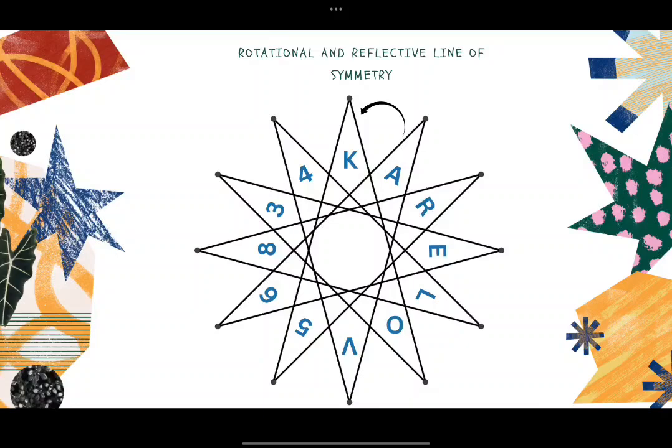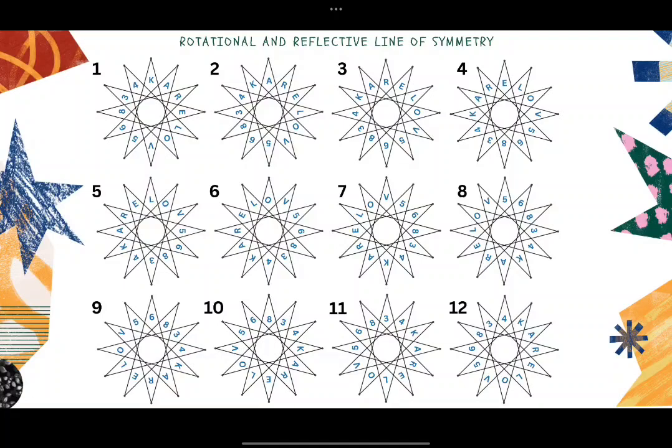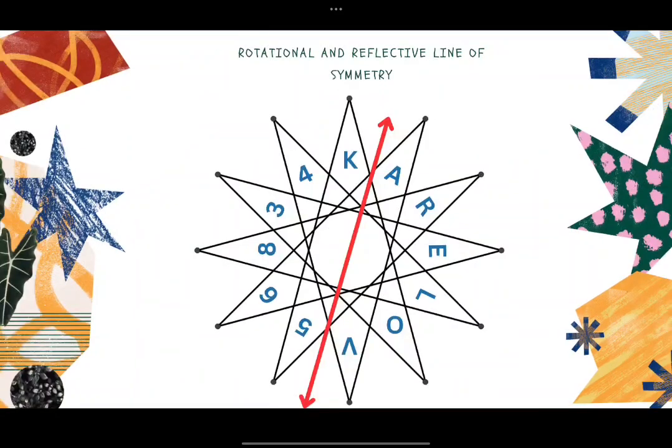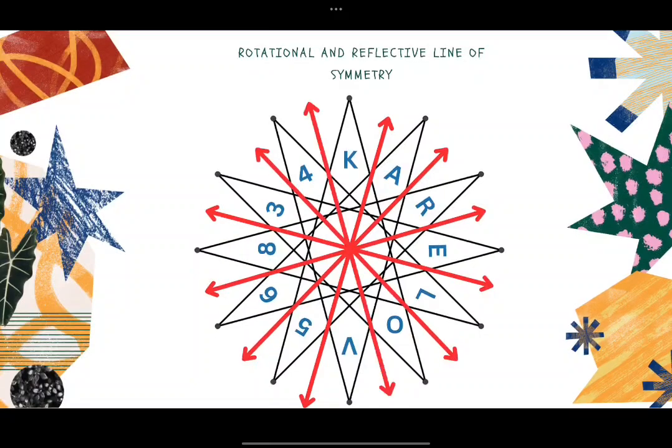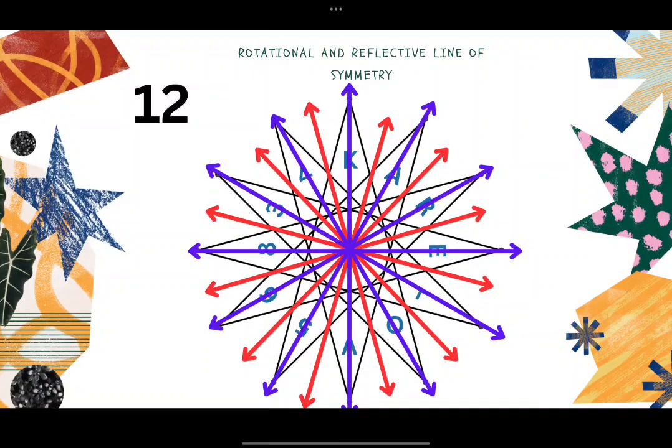Now, let's identify first its rotational and reflective lines of symmetry. For rotational, if we do either counterclockwise or clockwise, we have 12 rotational symmetries. And for reflective lines of symmetry, we have 1, 2, 3, 4, 5, 6, 7, 8, 9, 10, 11, so a total of 12 reflective lines of symmetry.